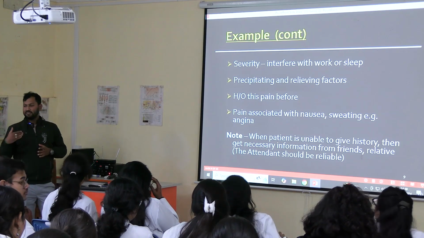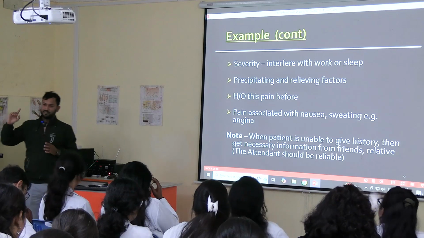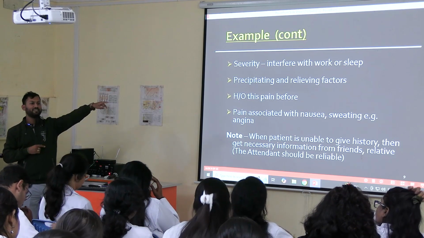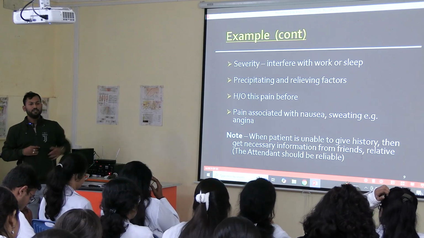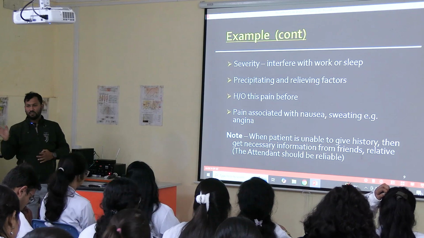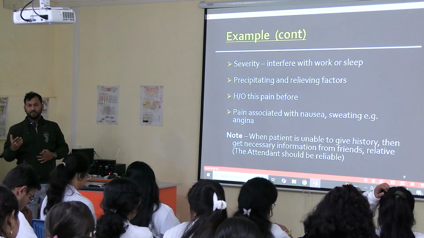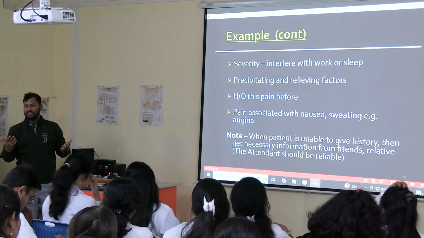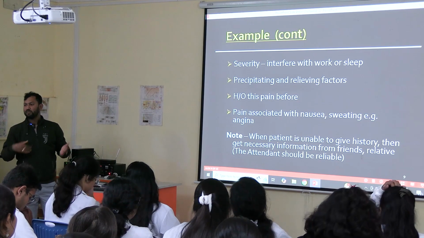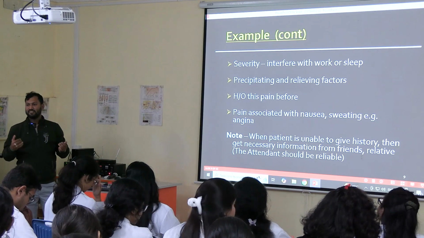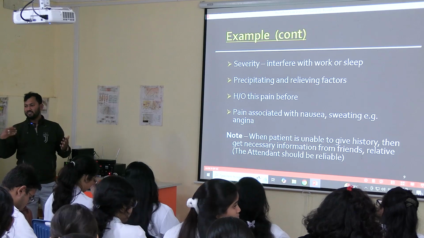But we will not ask just anybody. Suppose someone has had an accident in front of you, or in some locality, and some people carry him to the hospital. We can only ask them how the accident occurred: was he hit by a bike or a car, or did anyone beat him? But you cannot ask them what medicines he is taking or what his condition is. Obviously we should ask this of the relative only.